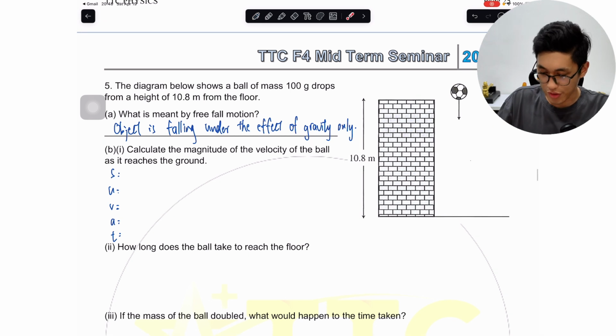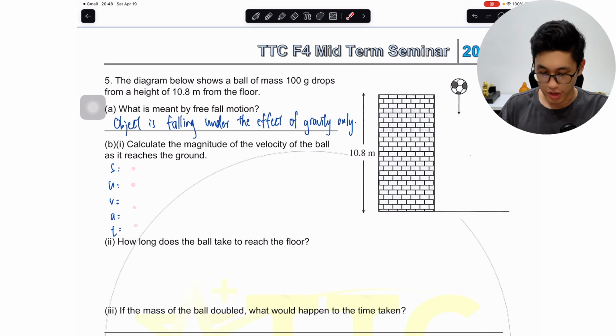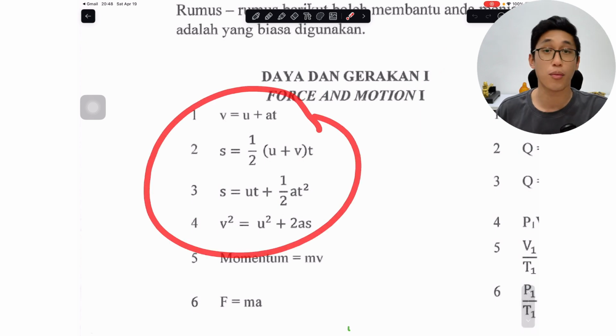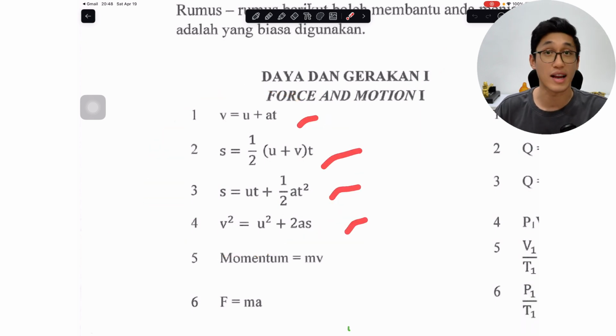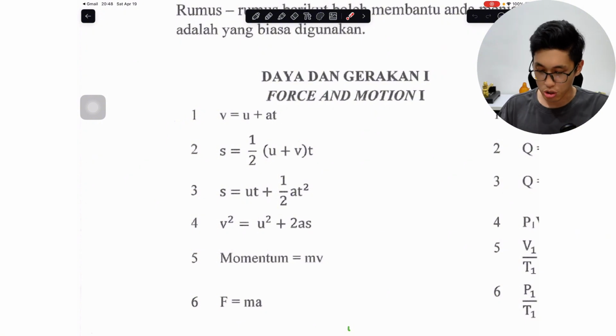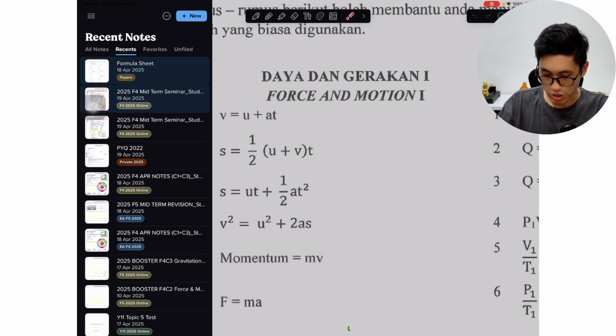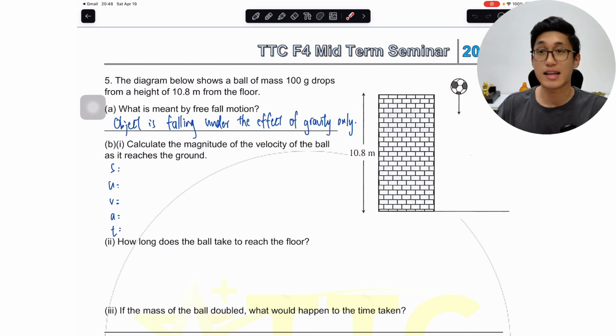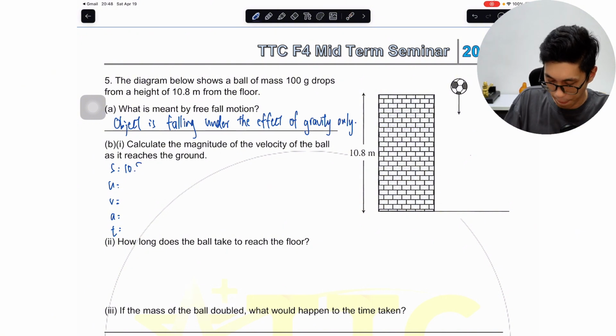Now, after you fill up all the information you have, you go to the formula sheet and you look for these four formulas. Okay, these would be your SUVAT equations. So you're going to choose whichever equation is the most suitable based on what information you have and what you are trying to find. So let's just list down what information we have first. Now, first of all, the height. This S is the displacement. S stands for how far you are traveling. So in this case, that would be the height, which is 10.8 meters.